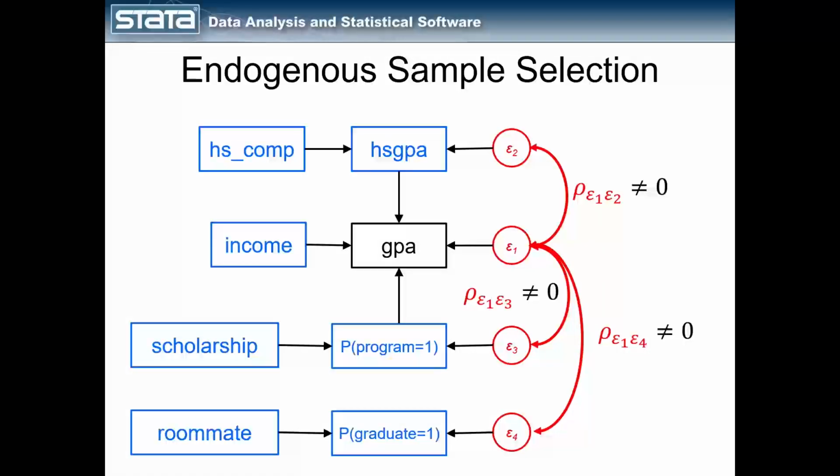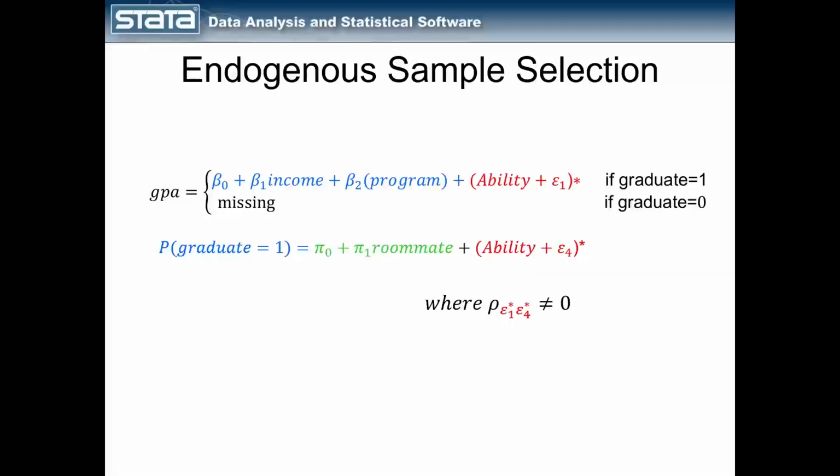When you draw this as a path diagram, graduate appears in the model, but it doesn't appear back up here in the primary model. We're not saying that graduation status influences GPA because we never observe it anyway. But let's go back and talk about our instrumental variable for a moment. I'm going to fit this auxiliary model and I'm going to use roommate as my instrumental variable. And here's my argument this time.